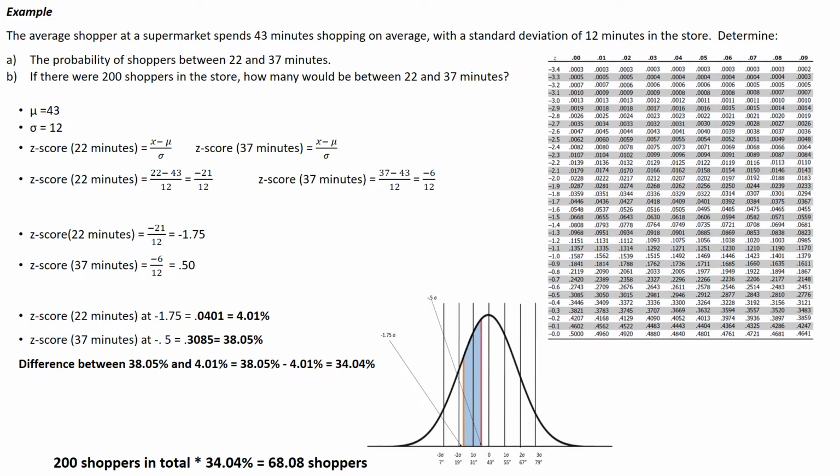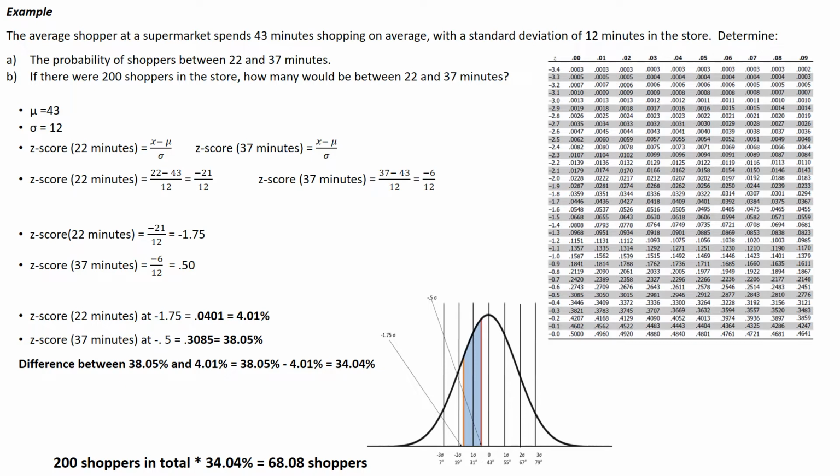Now here is one looking at two different areas. It's like what we did in our last section, where you find each individual one and subtract one from the other. The average shopper in a supermarket spends 43 minutes shopping, with a standard deviation of 12 minutes in the store. As you see at the bottom, I've got my graph showing the 43 minutes, which is the mean, and then plus or minus 1, 2, 3 deviations, each deviation being 12. So plus 1 would be 43 plus 12, which is 55, minus 1 would be 43 minus 12, which is 31, and so on and so forth.